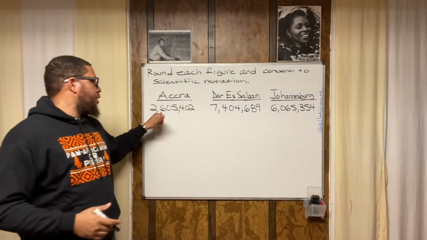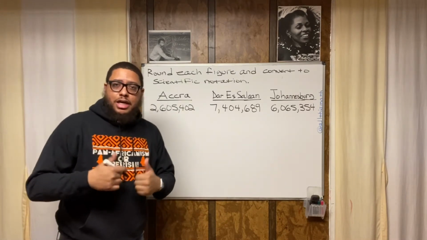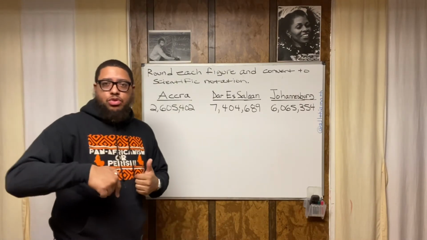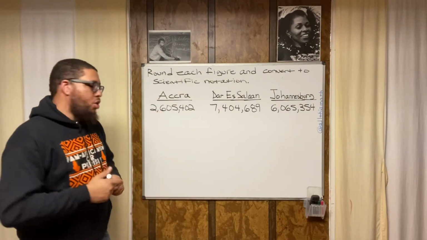So if I'm at 2,605,402, I can only go two places. I can either go up to 3 million or I can go down to 2 million. Up to 3 million or down to 2 million. Now that 6 is going to mean that I'm going to go up.